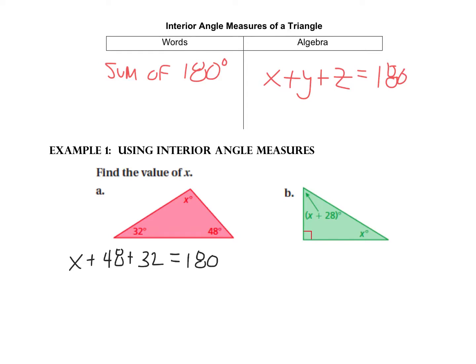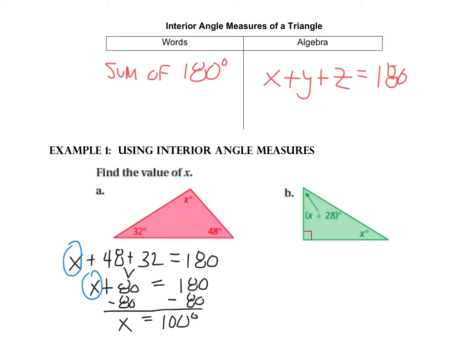And then this goes back to the beginning of the year when we were talking about how to solve equations for one variable. So remember, we're trying to get x by itself. Following our order of operations, first I can put those two numbers, 48 and 32, together to make 80. And then again, we use our opposite operations, or inverse operations, to subtract 80. We have to do it to both sides, which means x equals 100 degrees.